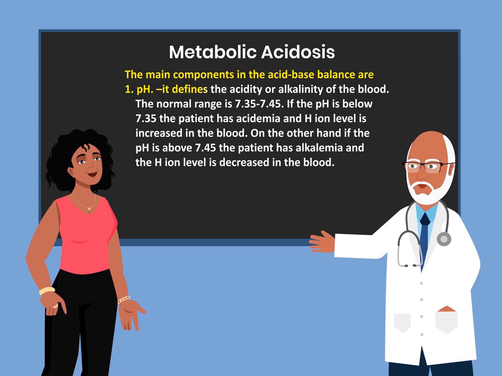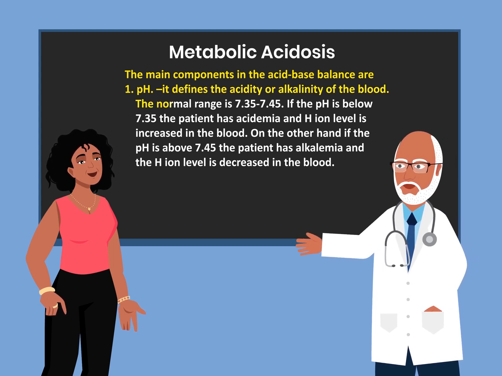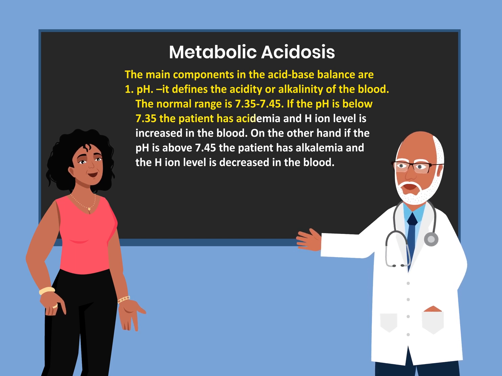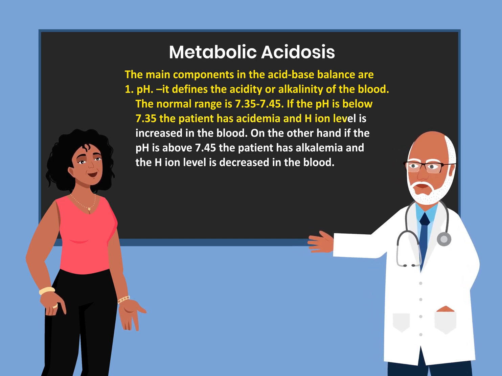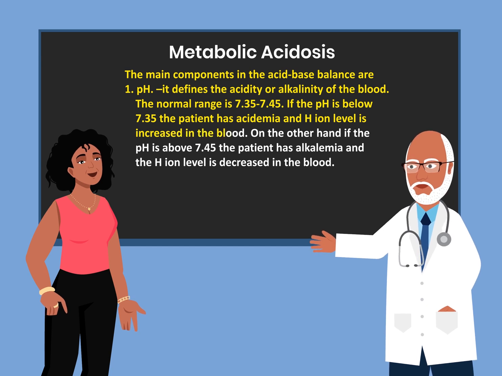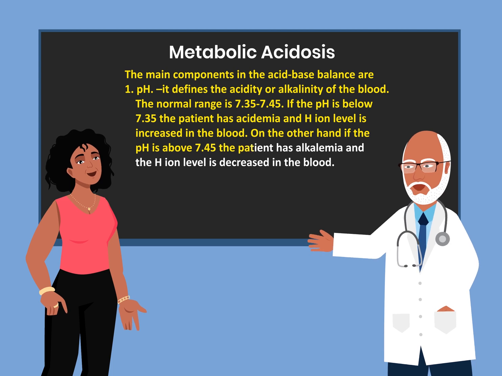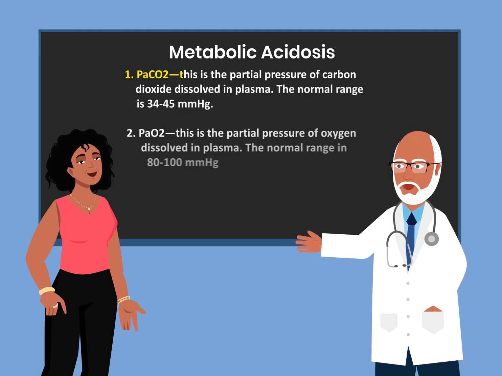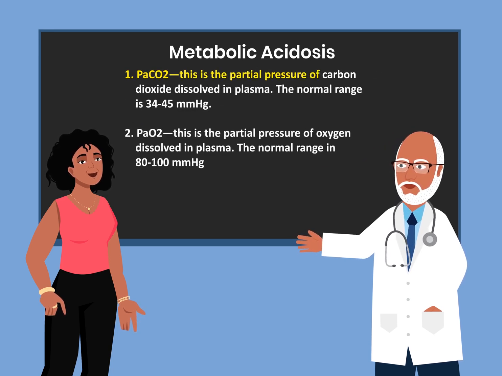The pH defines the acidity or alkalinity of the blood. The normal range is 7.35 to 7.45. If the pH is below 7.35, the patient has acidemia and the hydrogen ion level is increased in the blood. On the other hand, if the pH is above 7.45, the patient has alkalemia and the hydrogen ion level is decreased in the blood. The PCO2, this is the partial pressure of carbon dioxide dissolved in plasma.